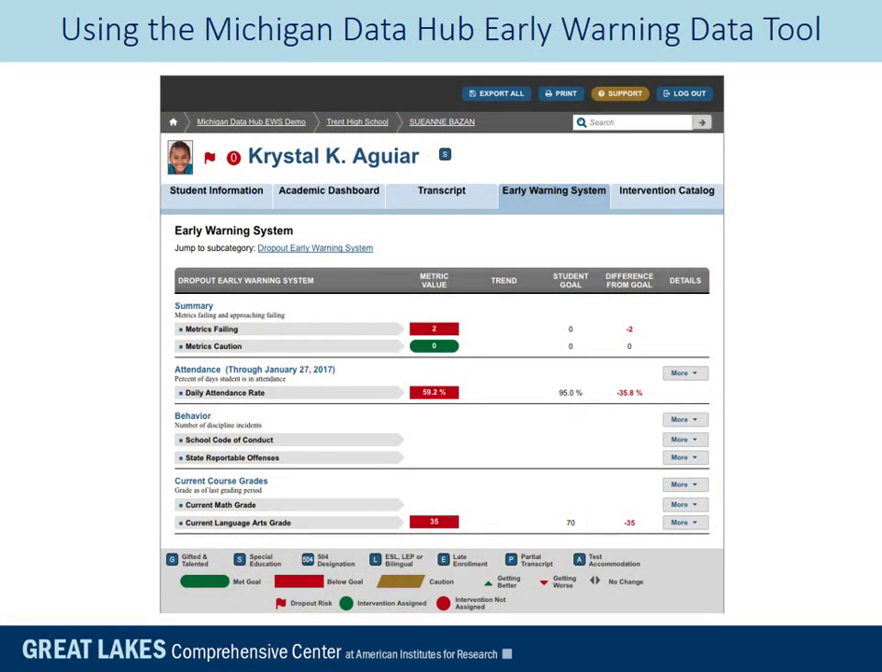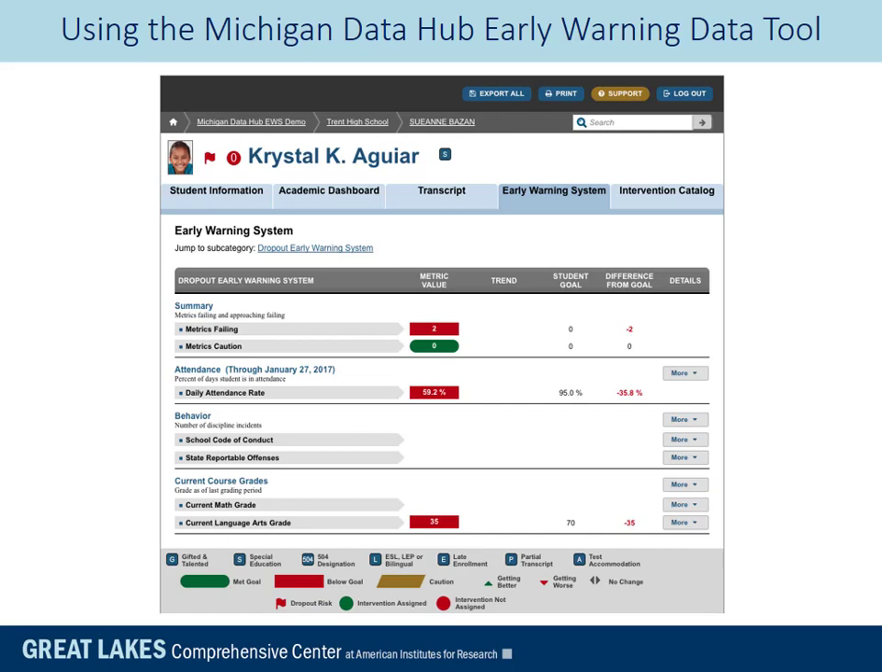The Michigan Data Hub Early Warning Data Tool is part of the larger Data Hub. The Data Hub merges data from multiple systems into a common format. The Hub pulls data from sources such as student information systems and data systems for special education, assessment, alert, learning management, library services, food services, and transportation. The Data Hub works by integrating data from your district's student information system and other sources, and then organizing it in a way that is easy to understand.